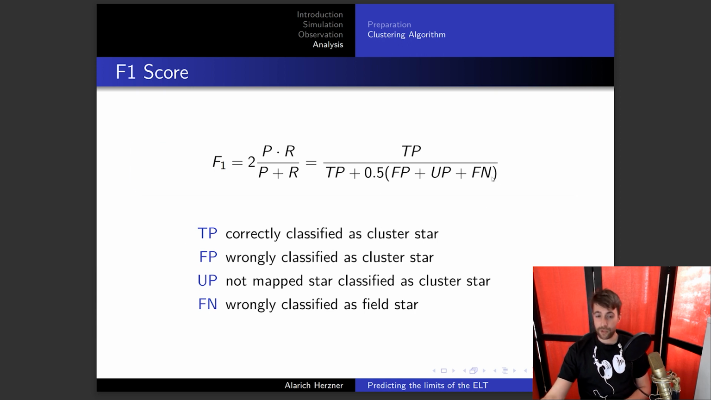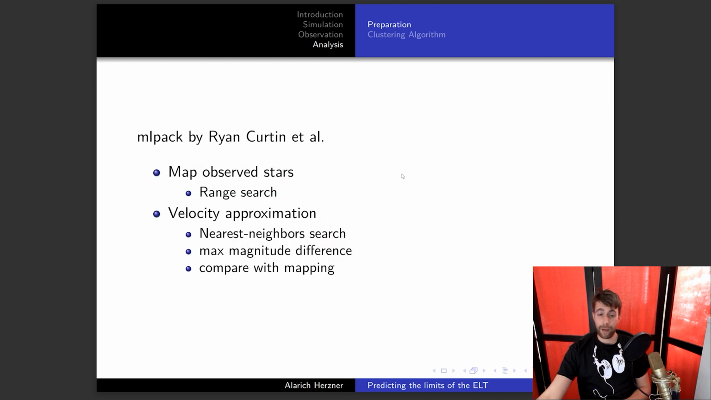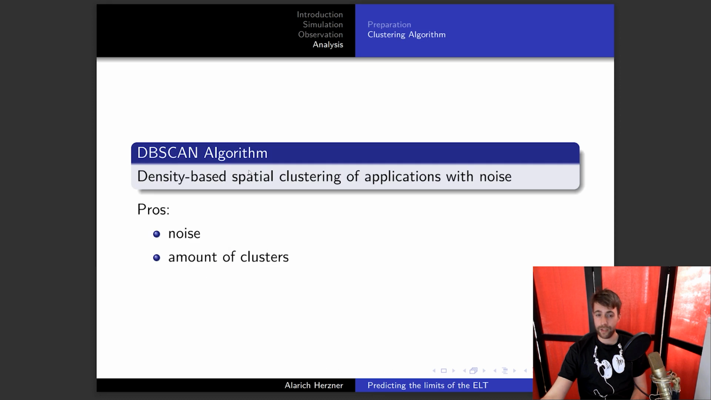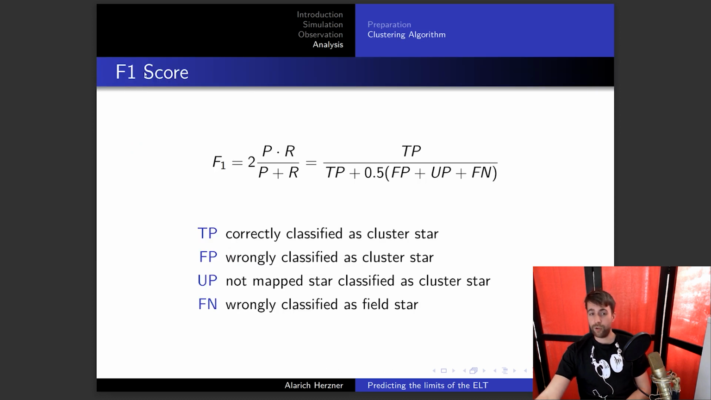Well, that's because, remember, let's go back here, I map the observed stars. Meaning, for the observed dataset, I have the simulated dataset, and in the simulated data, these are the initializations. So here, of course, I know which one is in fact a cluster star and which one is a field star. This is the reason why I can even judge the performance of the clustering algorithm. And this is the F1 score. It's a result between 0 and 1. The closer to 1, the better.